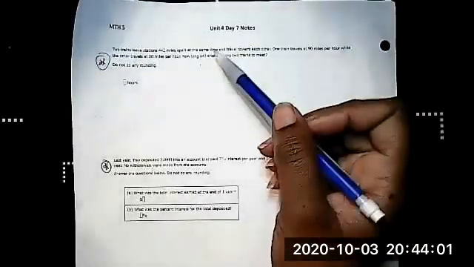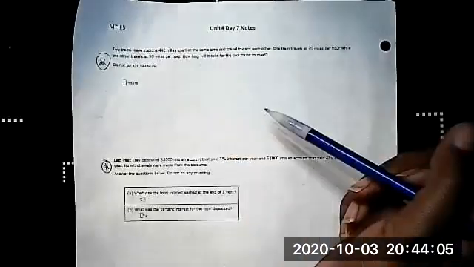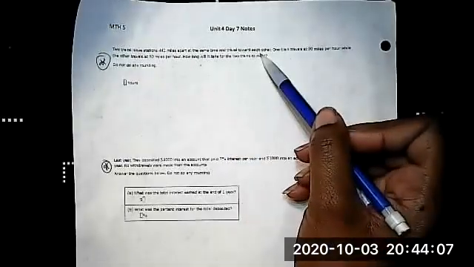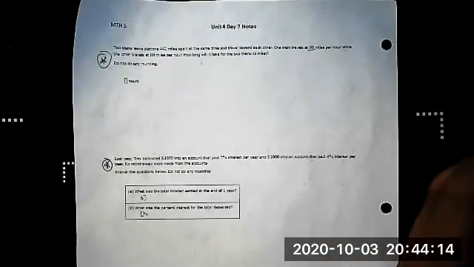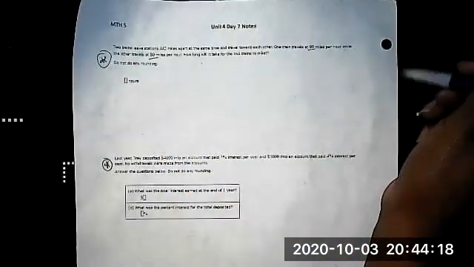All right, so this one reads, 2 trains leave stations 442 miles apart at the same time and travel towards each other. One train travels 90 miles per hour, while the other one travels 80 miles per hour. How long will it take for the 2 trains to meet?